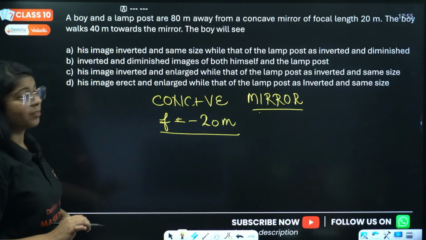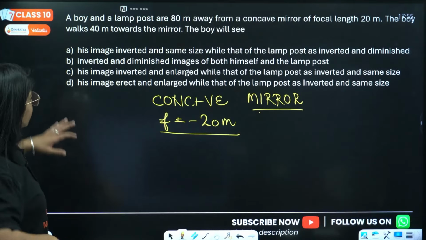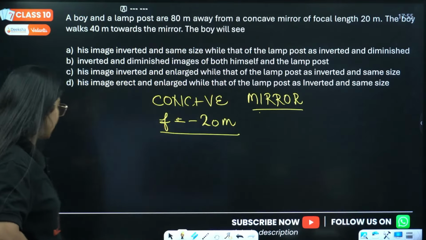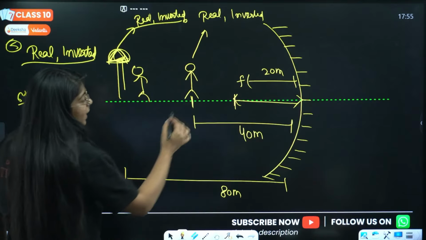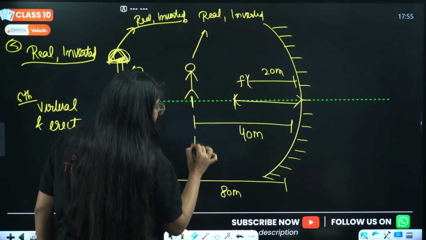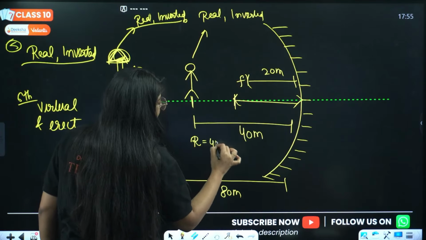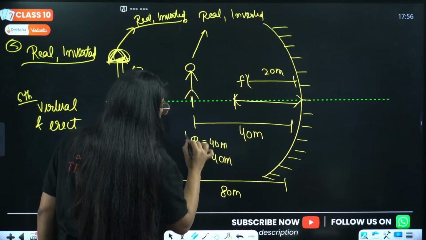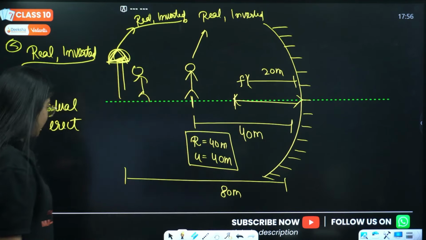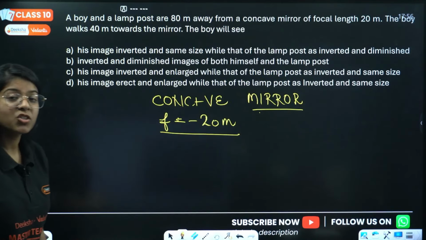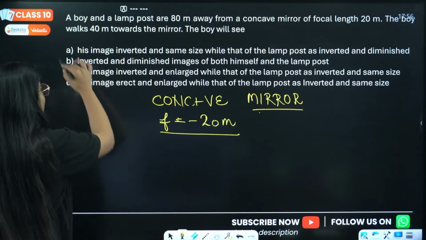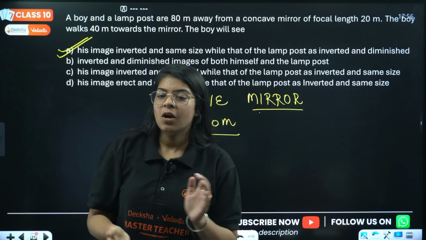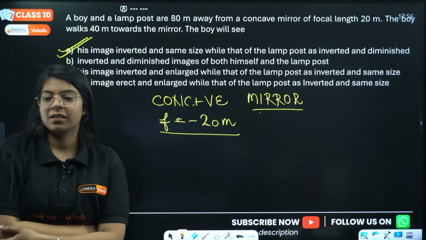We have B as the answer someone gave. His image is inverted and same size, while that of the lamp post is inverted and diminished. Now, if F is 20 meters, what is the radius? Radius is 40 meters and U is also 40 meters. So of course, the size of the boy will be the same, but the image is real and inverted. So option A is the correct one. Yes, all of you gave the correct answer.